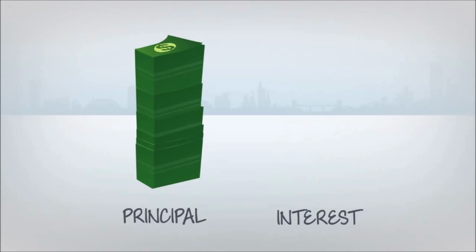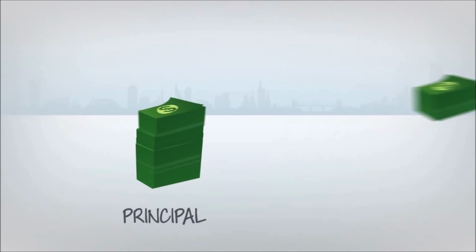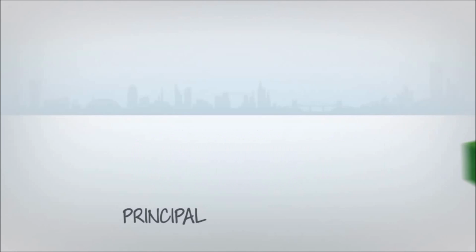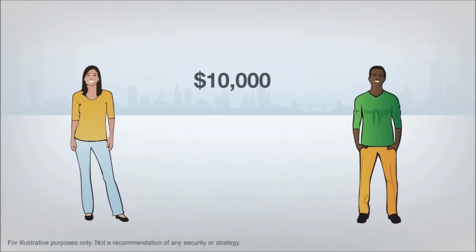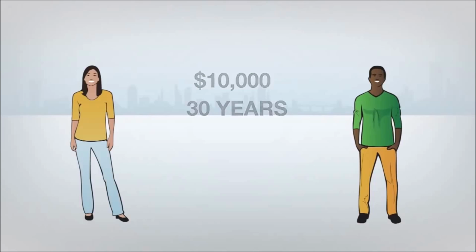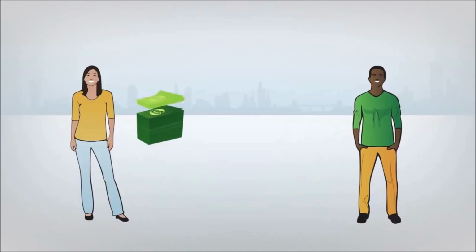This idea can be a little abstract, so let's look at a hypothetical scenario to better understand the power of compound interest. Suppose there are two investors who have a starting balance of $10,000 each. They both decide to buy the exact same investment on the same date, and they both plan to hold their investments for 30 years. But one investor plans to withdraw the interest at the end of each year, while the other plans to reinvest the interest and let it compound. Let's fast forward 30 years to see the difference in potential returns.